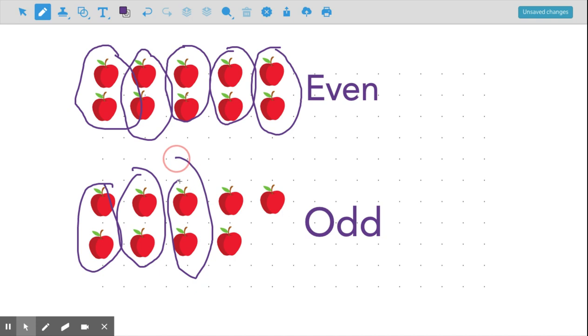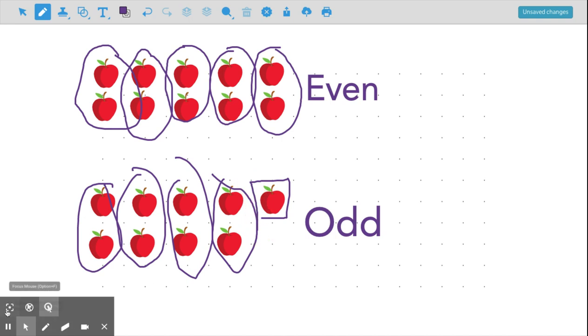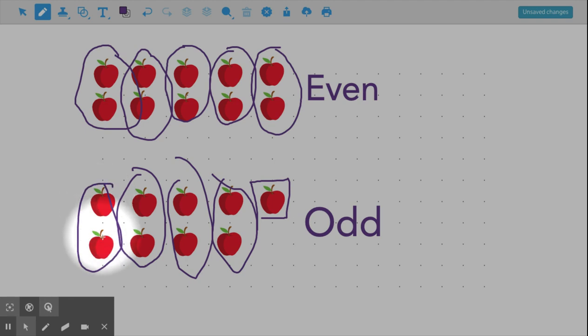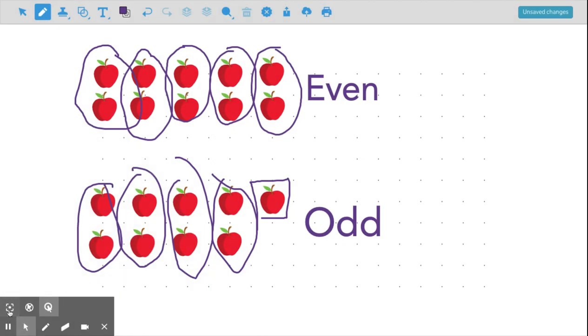These two have a partner. These two have a partner. And oh, we're left with one single apple all on its lonesome. That means that this group is odd. Let's count and see how many there are. 1, 2, 3, 4, 5, 6, 7, 8, 9. That means that the number 9 is an odd number.